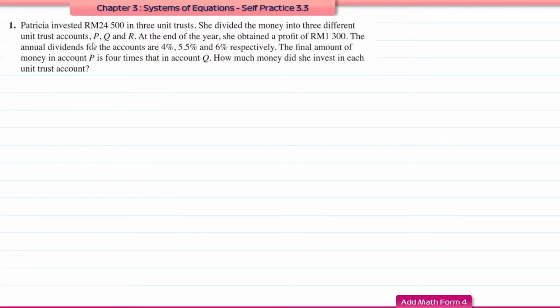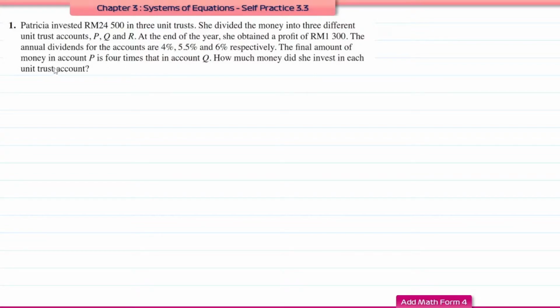Question number 1. Patricia invested 24,500 ringgit in 3 unit trusts. She divided the money into 3 different unit trust accounts, P, Q, and R. At the end of the year, she obtains a profit of 1,300 ringgit. The annual dividends for the accounts are 4%, 5.5%, and 6% respectively.